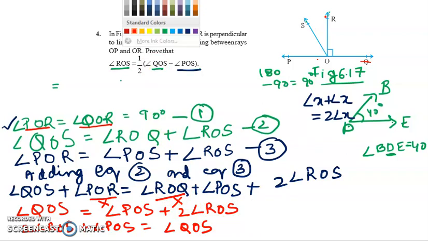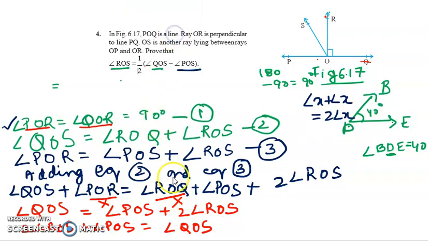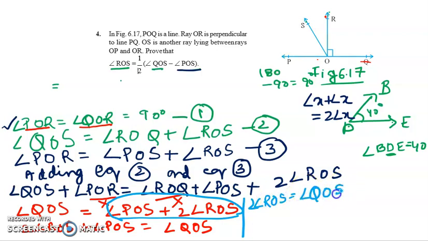This, angle POS plus twice of angle ROS, this whole I took on the right side, and this I have taken left. So I have interchanged, nothing else. So twice of angle ROS plus angle POS is equal to angle QOS. Now from here, twice of angle ROS is equal to angle QOS minus angle POS. Are you following? This plus, when I take to the right side, it will be negative. So twice of angle ROS is equal to angle QOS minus angle POS.